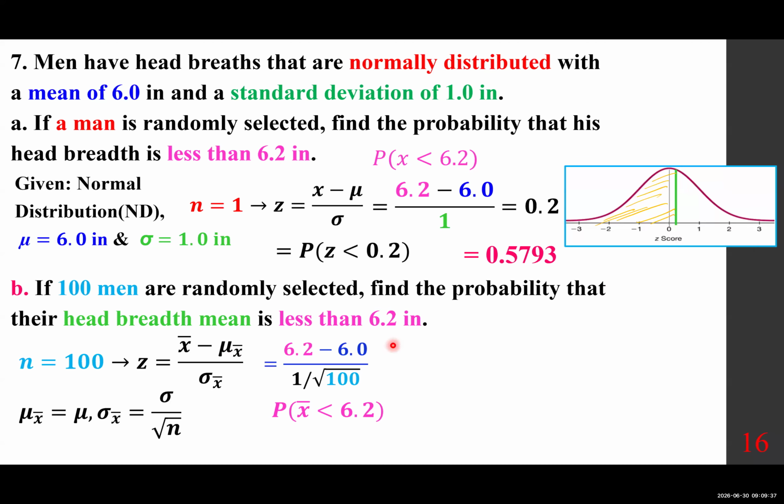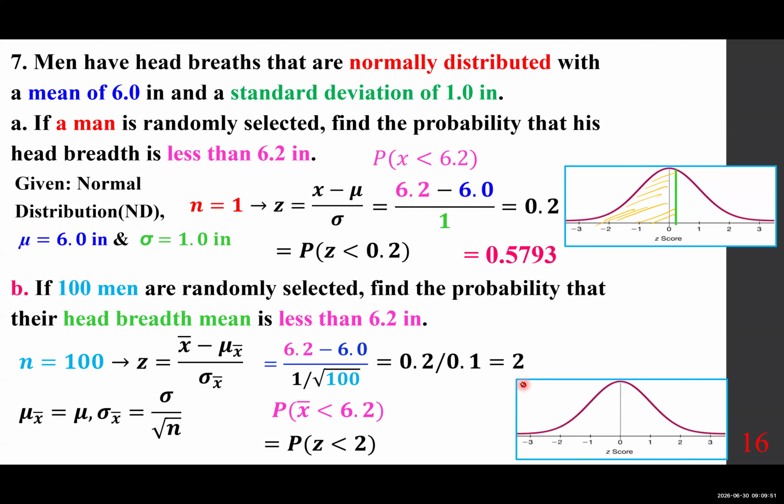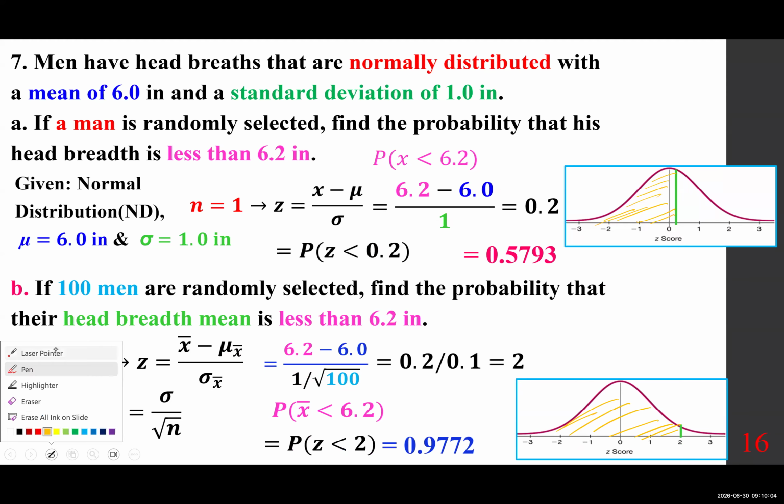So 6.2 minus 6, exactly the same numerator. But the denominator is 1 over square root of 100, and that makes a huge difference. Instead of 0.2, we are dealing with 2, and the probability of z less than 2, 2 is here. That means now this area is much more. And we get 0.9772.